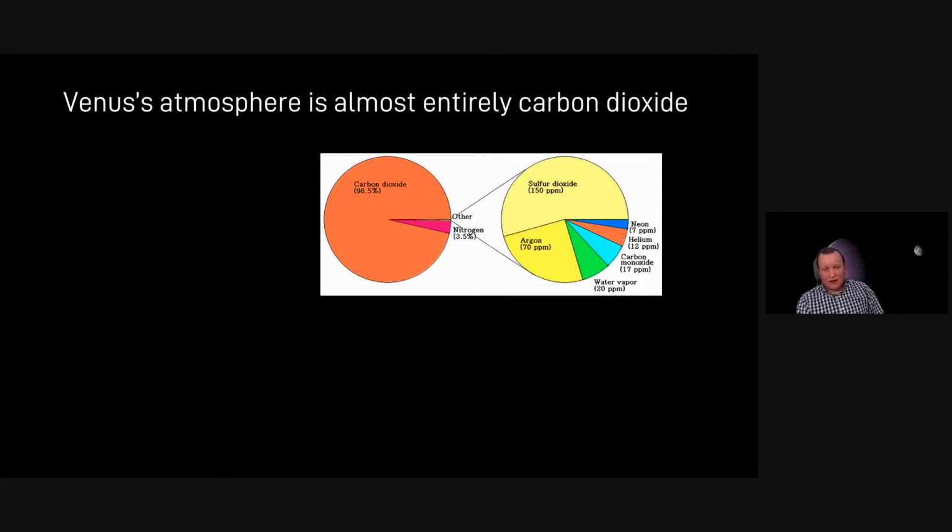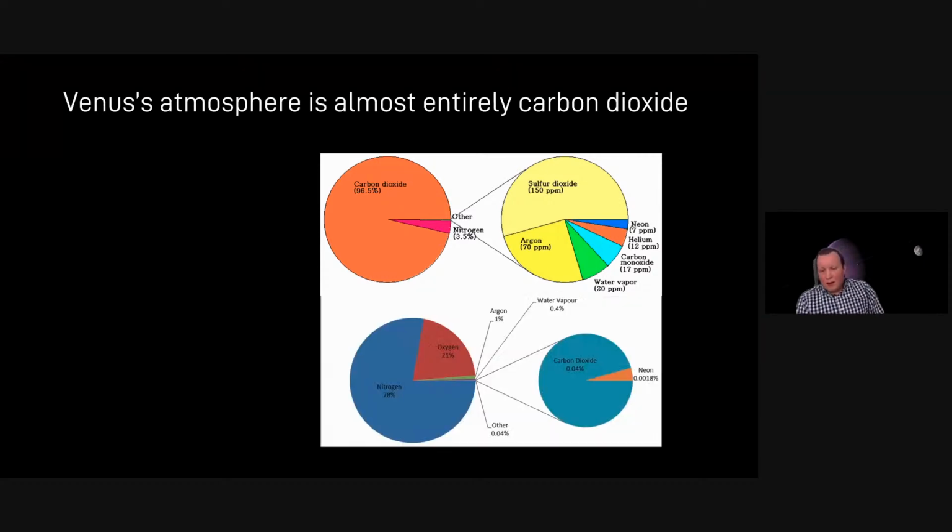The atmosphere itself is almost entirely carbon dioxide. The little bit of sulfur dioxide you can see there, that's what makes up a lot of the clouds, but it's a lot of carbon dioxide. Compare that to Earth, where most of our atmosphere is nitrogen and oxygen, and carbon dioxide is less than 1%. It's about 0.5%. Right? Carbon dioxide in Venus's atmosphere is almost 100% of the atmosphere. And that's why Venus is so much hotter than the Earth. The temperature on Venus is several hundred degrees.